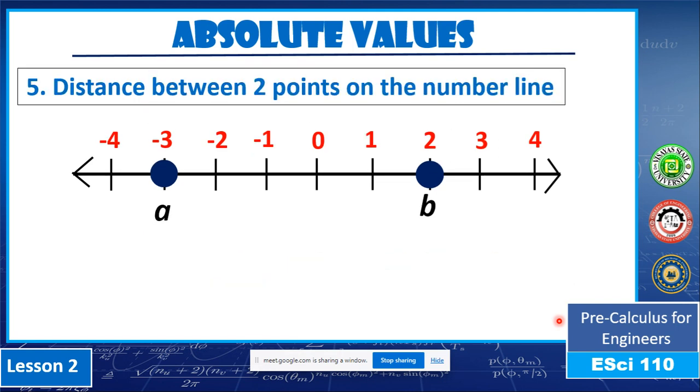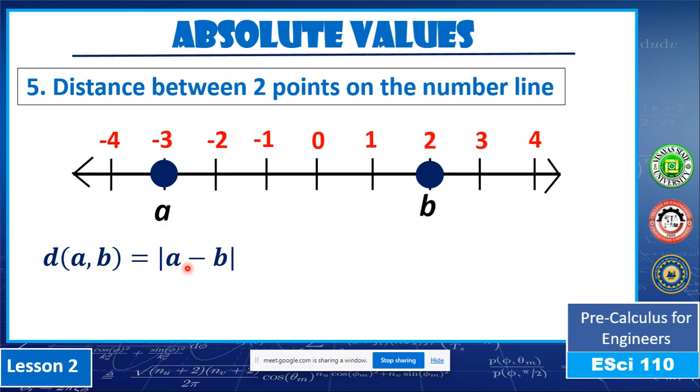Then, another thing for absolute values is that we are going to determine the distance between two points on the number line. Let's say we have point A located on negative 3 and we have point B located on 2. We're going to determine the distance between A and B. This is how we are going to solve this one. The distance between A and B, denoted as DAB, is just equal to the absolute of their difference. So, you need to find first their difference, A minus B, and then take the absolute.